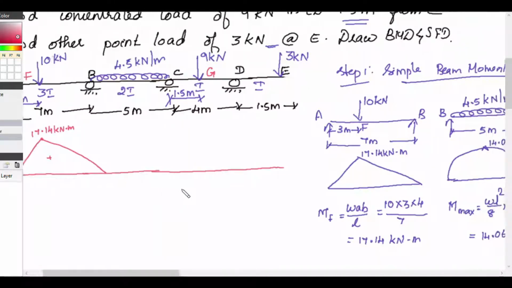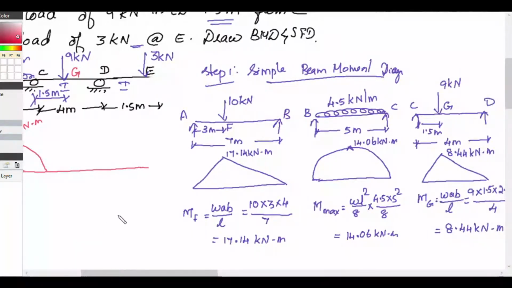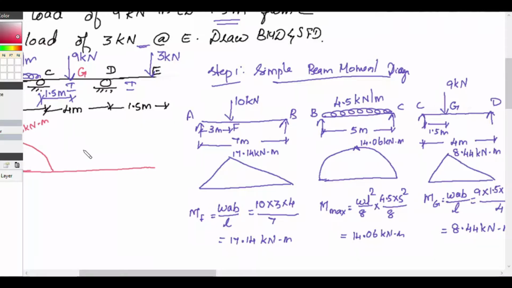Then for BC, 14.06 kilonewton meter and it will be a parabola. So here it is 14.06 kilonewton meter. This is also positive. Now for CD, 8.44 at G. So at G it is 8.44 kilonewton meter. At D it will be 0.